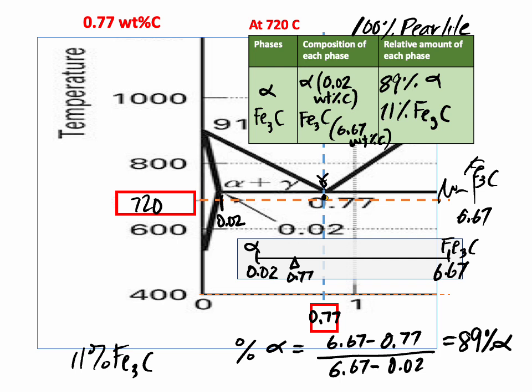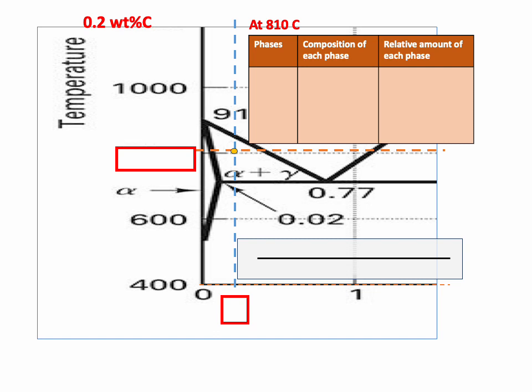All right. Let's move to the composition of 0.2. So this would be like a 1020 steel, 0.2% carbon. And we start at 810. We're right here. We're in the two-phase region. I'm going to say that this point is 0.01. And I'm going to say that this point is 0.45.